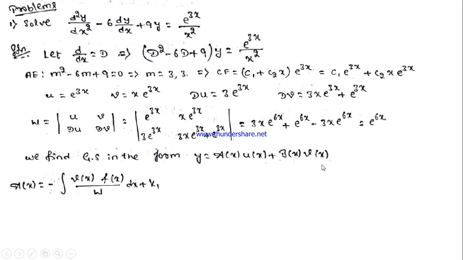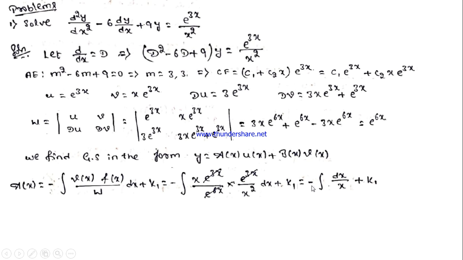So a is given by the formula. If you know this, substitute v of x in it, f of x, and divide by w dx plus k1. So go for the simplification. That gives minus dx divided by just 1 by x plus k1. So integration of 1 by x is what? Minus log x plus k1. That's what our a is.